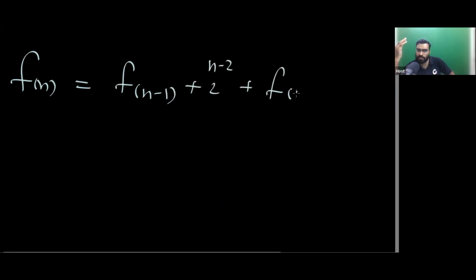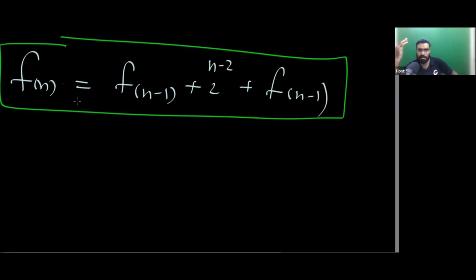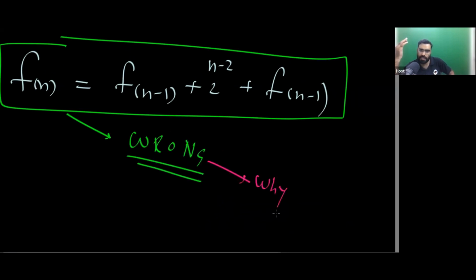Similarly, I told you this is also wrong: Fn minus 1 plus 2 power n minus 2 plus Fn minus 1. I told you why this is wrong. We have seen. So ultimately, what is correct then?